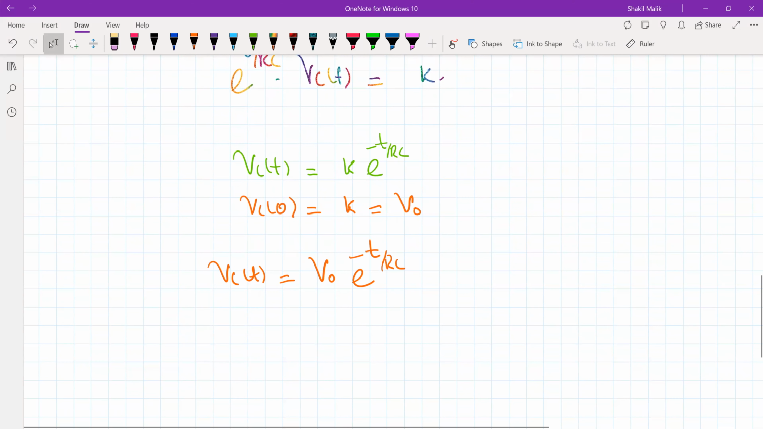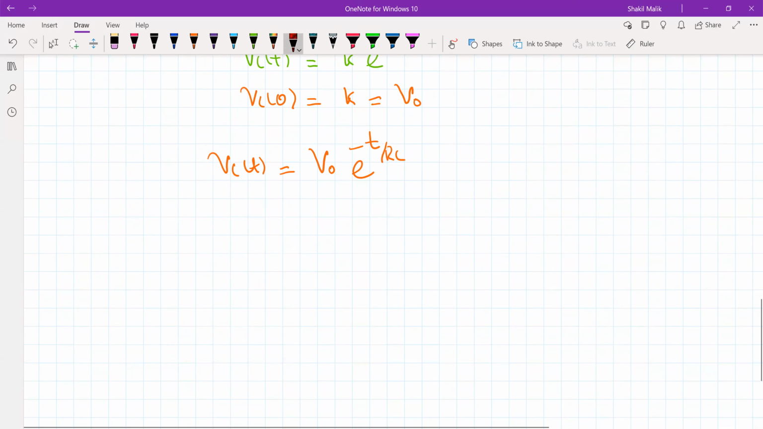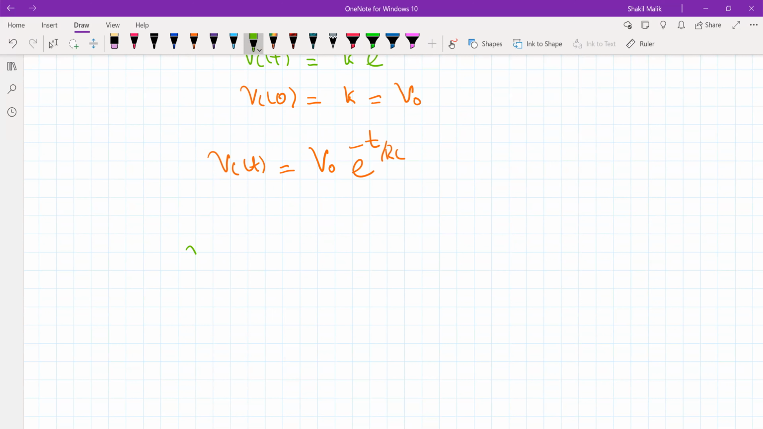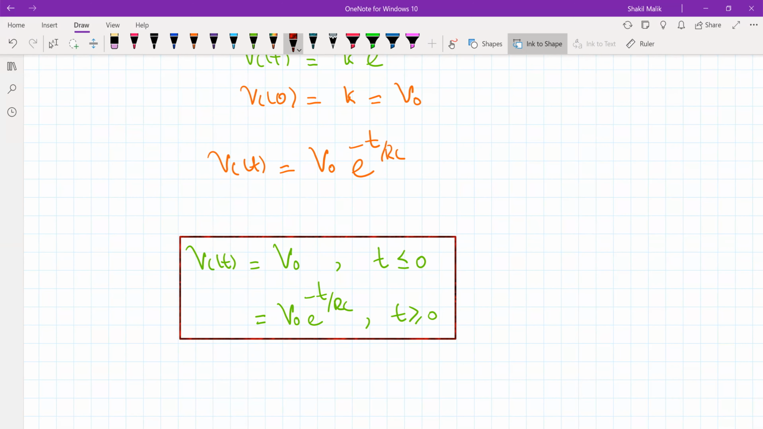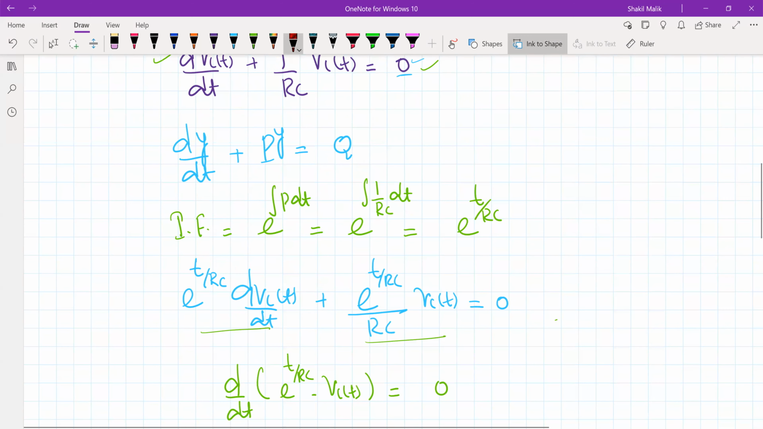All right. So this is the behavior of the capacitor voltage for t greater than or equal to 0. So the capacitor voltage is equal to V0 for t less than or equal to 0, and this is equal to V0 e to the power of minus t by RC for t greater than or equal to 0. All right. So this is the capacitor voltage. This is the behavior of the capacitor voltage for this RC circuit, which is initially charged.